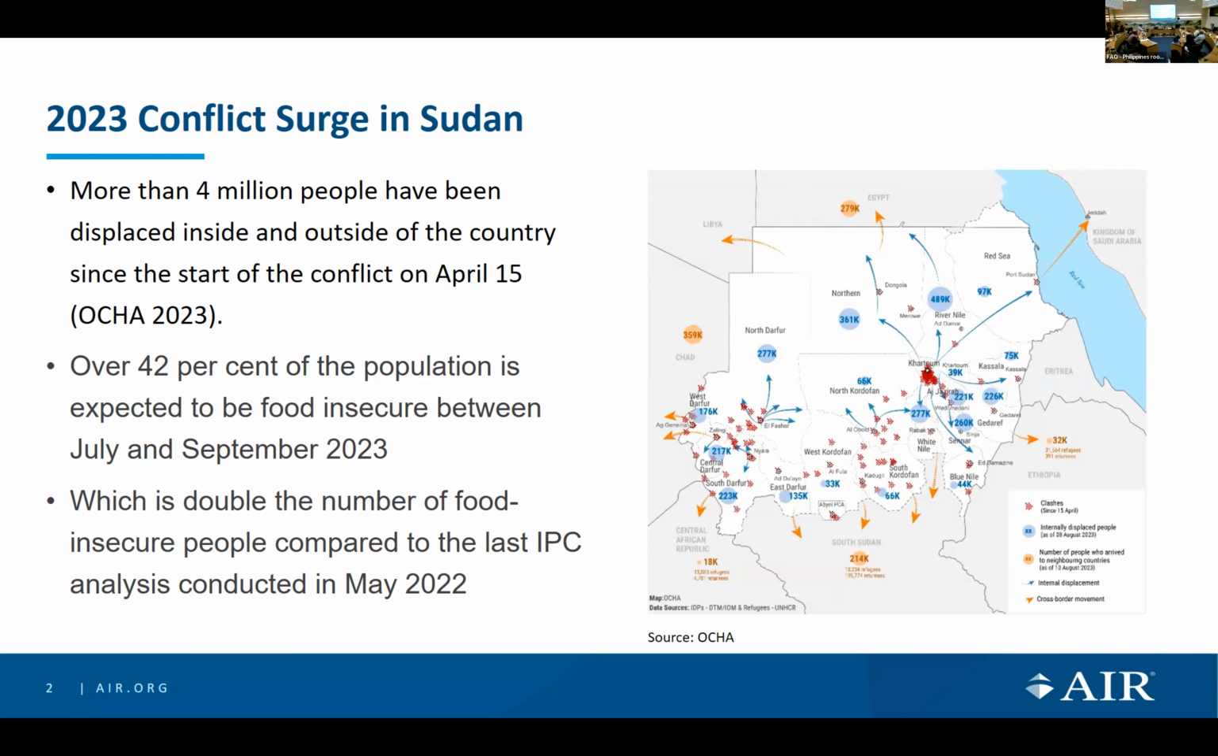The work I'm going to talk about today is on Sudan, and the reason we are looking into this is the recent surge in conflict in Sudan that started in April of this year. We've seen a lot more displacement happening in the country. 4 million people have been displaced, and 42% of the population of the country are going through a food insecurity phase between July and September, which, compared year to year, is double what we had last year.